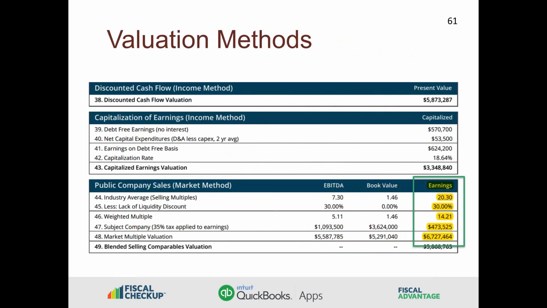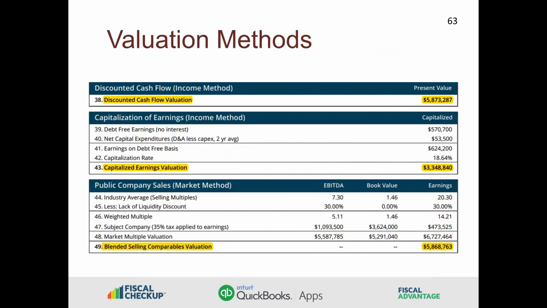Like the EBITDA calculations, the earnings multiple has a 30% discount for lack of liquidity of the shares in a private company. There's also a 35% tax on earnings, but this is the only market multiple with tax implications. The value listed by Fiscal Checkup on line 47 is net of tax. The value based on this method is $6.7 million. To arrive at a blended market selling comparables value, we average the 3 market multiple valuations, and in this case it comes up to a valuation of just under $5.9 million.